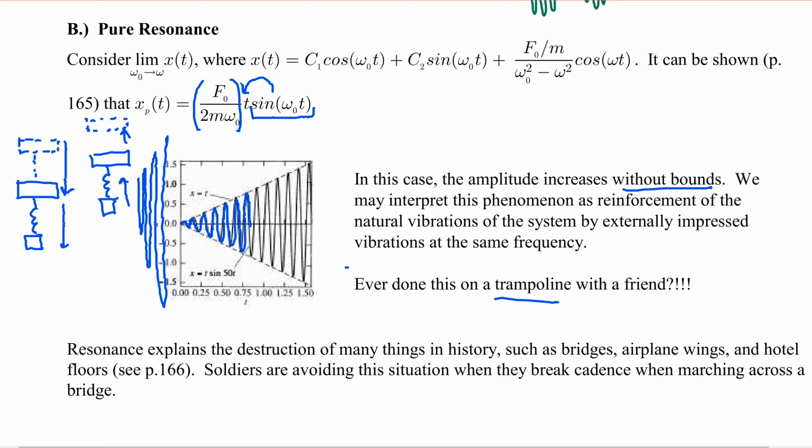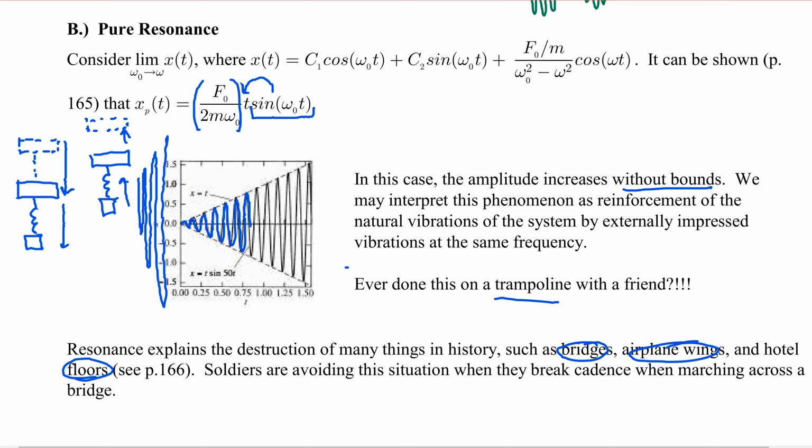Resonance explains the destruction of many things in history, such as bridges, airplane wings, and hotel floors. Your book has some interesting stories about buildings where people were dancing and the beat of their dance matched the natural oscillation of the floors of that building, and it caused the floors to collapse due to the phenomenon of resonance. Soldiers avoid this situation when they break cadence when marching across a bridge. Bridges, buildings, lots of physical structures have natural oscillations.